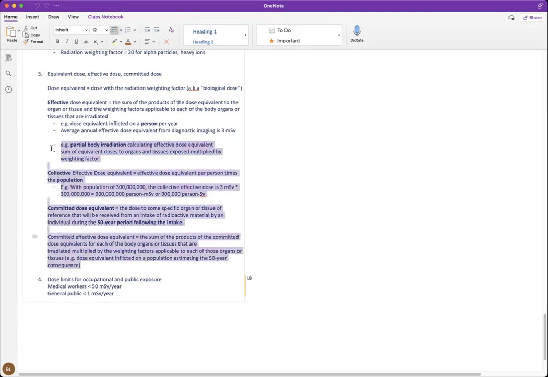I'm pretty sure this was kind of straight out of Radon questions, and it seemed important to know the difference between all of them, but very confusing. But I guess if you look at this long enough, you might understand it better than me. And then lastly, I think this is just repeating what I said earlier. Medical workers should be limited to less than 50 millisieverts per year, and the general public limited to less than 1 millisievert per year.